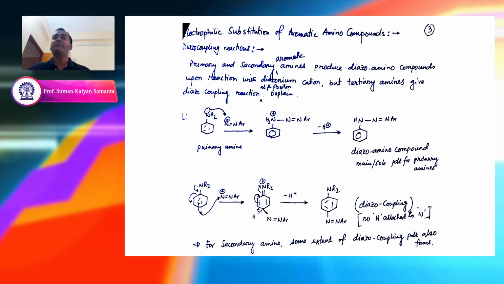This lone pair will come here, and then through the para position, it takes para because your steric interaction is much less. That is why it reacts at the para position. And then again, this hydrogen goes away and you get the aromatic product. So in this case, you get the diazo coupling straight away, but in the first case, you get the diazoamino compound. Okay.